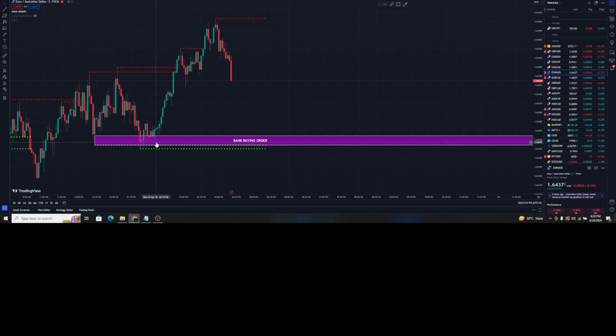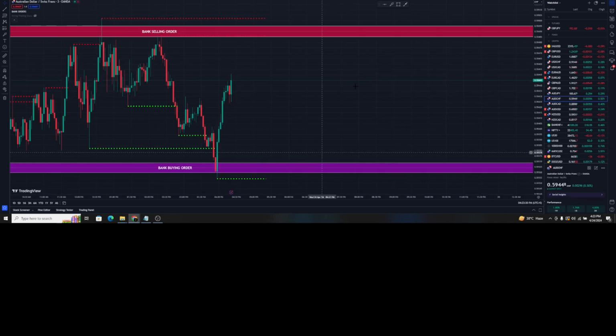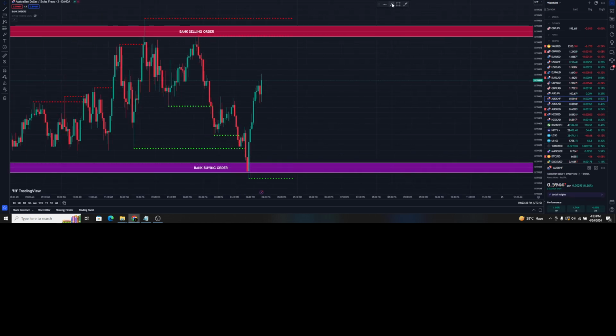This indicator is doing wonders for my community because they were able to catch very good profits. Just look at this example from the bank buying order: the price simply moved upward. Let me show you more examples, and you will be surprised. Look at AUD/CHF: the price is moving up from the bank buying order, and plus we have the dotted green line. It means this indicator is very powerful.